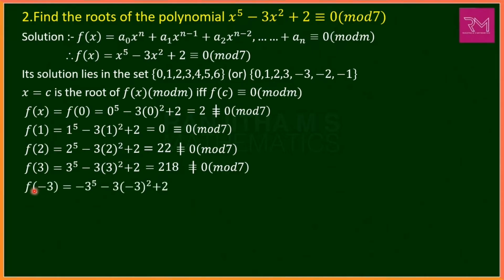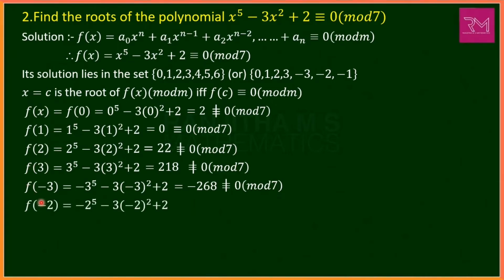Similarly we have to find for f of minus 3, because we can substitute in the place of 4 as minus 3, since 4 is congruent to minus 3 under mod 7. So if you substitute x value as minus 3 means minus 3 power 5 minus 3 into minus 3 whole square plus 2. If we simplify this value, we get a value as minus 268. So minus 268 is not congruent to 0 mod 7 because 7 does not divide 268. Therefore, x is equal to minus 3 is not a root for the given polynomial.